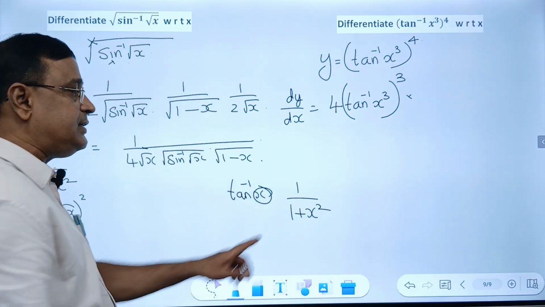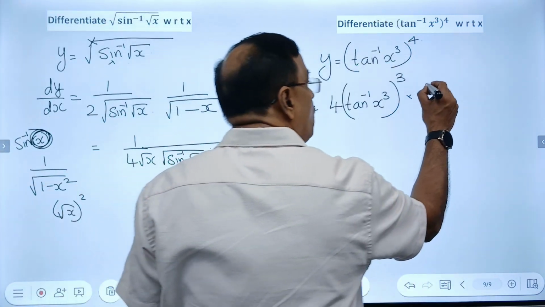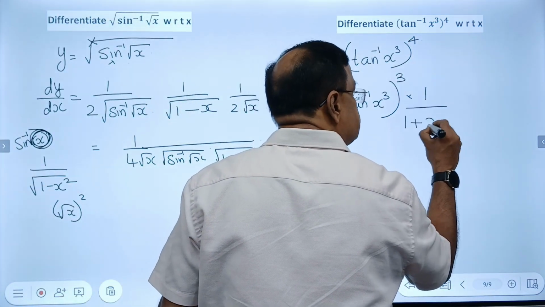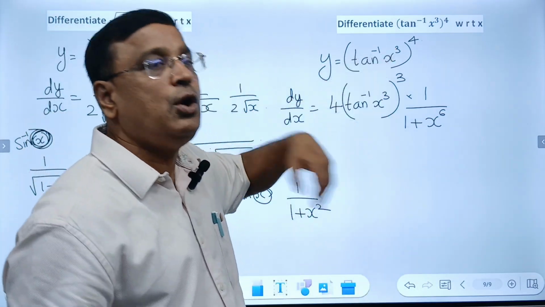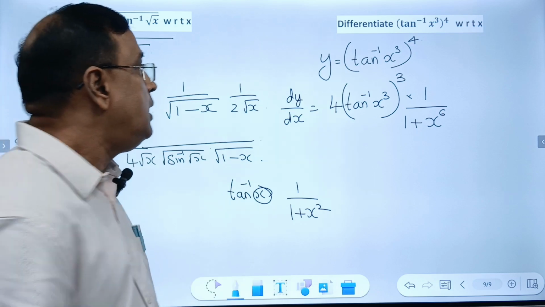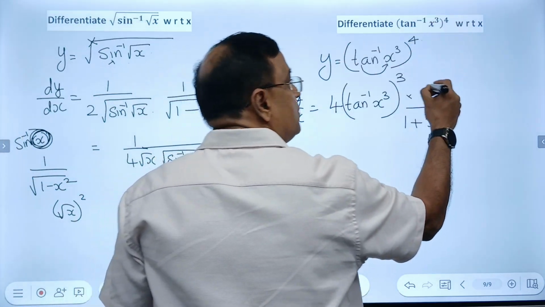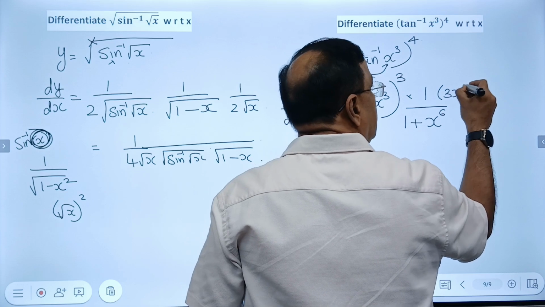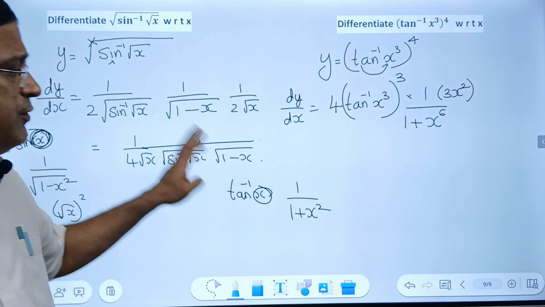If it is x, it is x square. It is actually x cube. So it will be 1 by 1 plus x power 6. Why? X cube the whole square. Correct? And then after differentiating tan inverse, what do I differentiate? X cube, which is 3x square. So very simple. With that we finish chain rule.